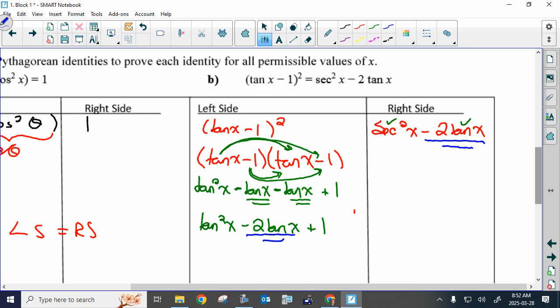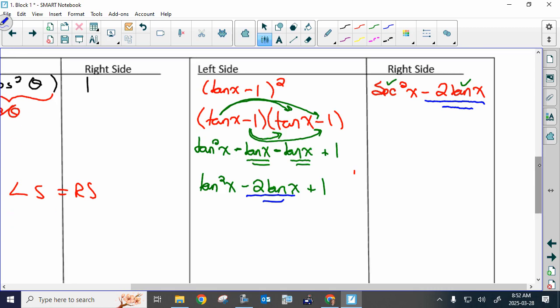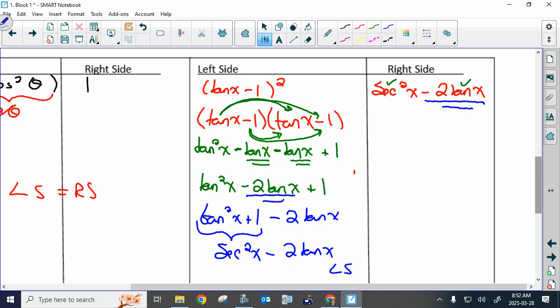So all I'm going to do is I'm using my right side to guide my thinking on the left side. So I've got tan squared x plus 1 minus 2 tan x. Leave it there. Where have you seen this before? Look at your formula sheet. There is a relationship between secant and tangent. What is the relationship between when they're squareds and they've got 1s? Right? As soon as you see 1s and squareds, we're looking at the Pythagorean identities. Do you guys see that tan squared x plus 1 would be sec squared x minus 2 tan x? And now my left side equals my right side? Do you guys see that?